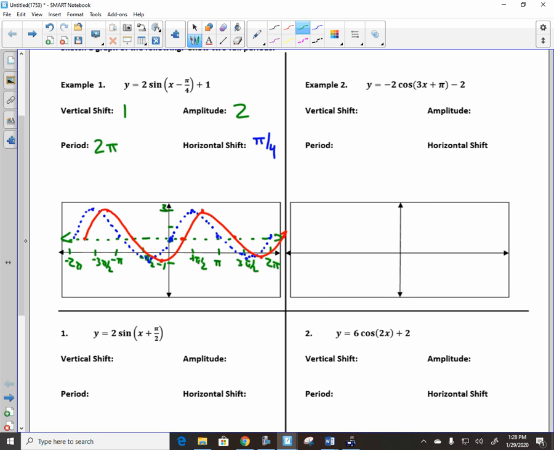Vertical shift. -2. So I go down 2. What is the amplitude? 2. So if I go down 2 and the amplitude is 2, what's the lowest spot I'll get to? -4. I'm going down 2. Very good. Highest I get to is 0. Lowest I get to is -4. Yes.